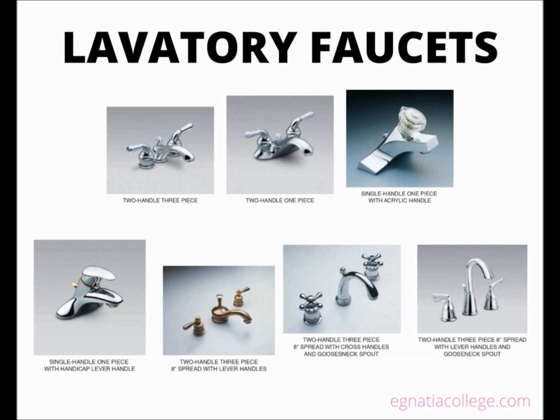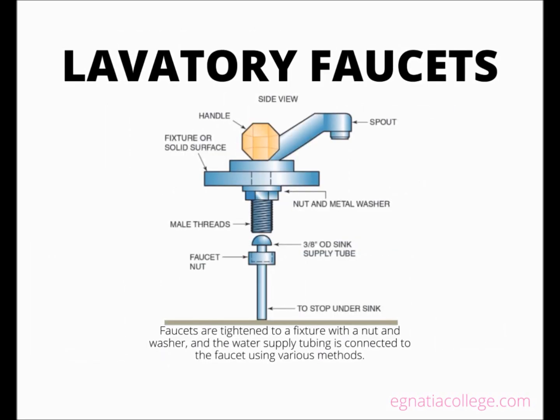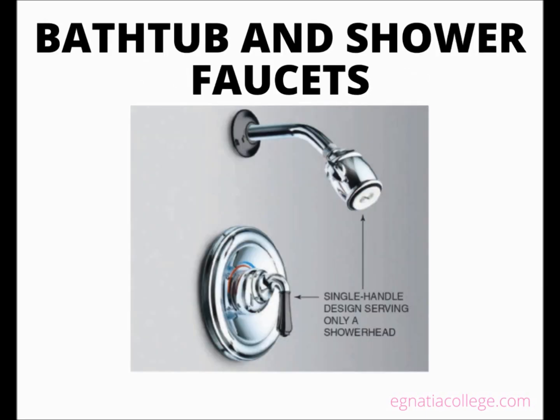A male threaded extension is used to connect most 4-inch spread 2-handle faucets to the hot and cold water supply tubing. A lavatory faucet is installed onto a plumbing fixture in various ways depending on the type of faucet and the manufacturer's design. A tightening nut and flat washer are used to secure most faucets to a fixture. Installation instructions are included with each faucet, and plumbers should refer to this important information when installing an unfamiliar faucet design.